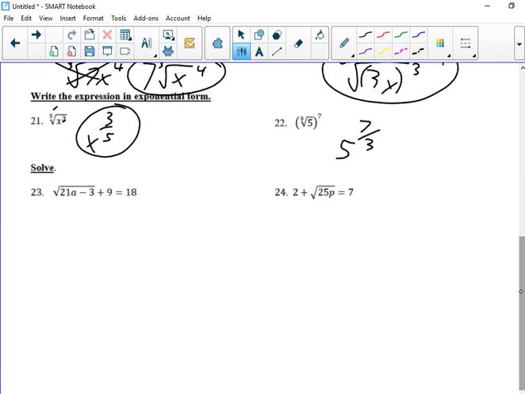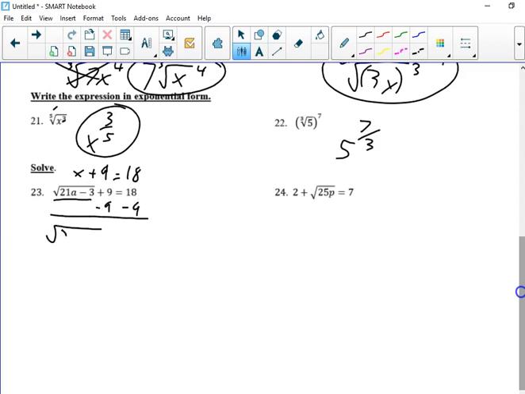Okay, let's do this page. Solve. Go back to basics. This is really no different than x plus 9 equals 18. Well, of course it's different, but the strategy to solve is the same. You've got to get the x by itself by subtracting 9. You've got to get the radical by itself by subtracting 9. You can't mess with the 3 or the 21 yet.